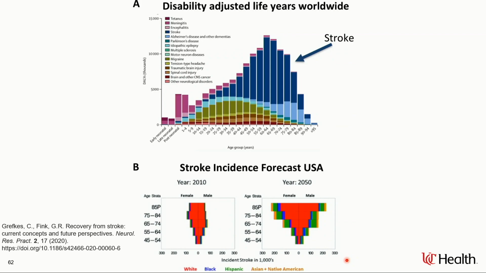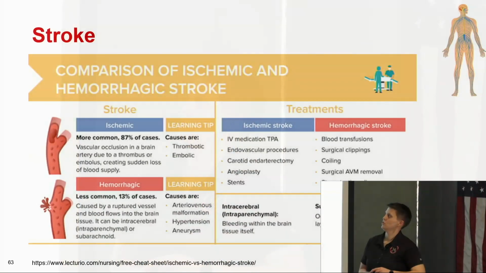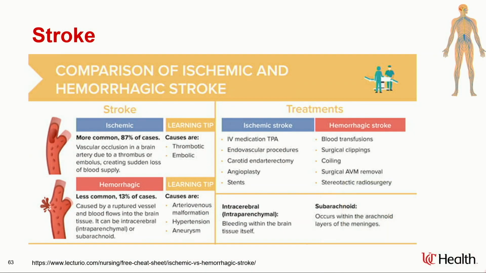Some key points in terms of your evaluation of stroke patients, remembering that there are ischemic and hemorrhagic strokes. Ischemic strokes are by far the most common, accounting for almost 90% of cases. These are usually either thrombotic or embolic. The treatments for ischemic stroke are IV tPA or endovascular procedures, or addressing maybe the underlying root cause of where the embolic disease is coming from, maybe the carotid, for example, as opposed to obviously very different management for hemorrhagic strokes.